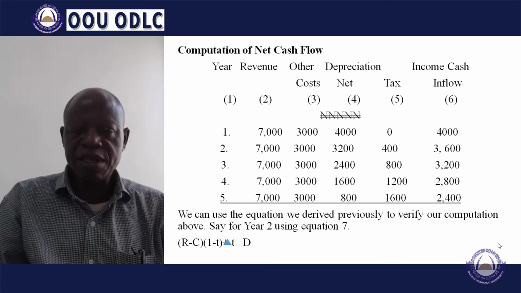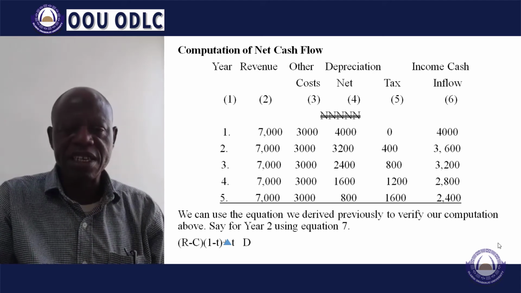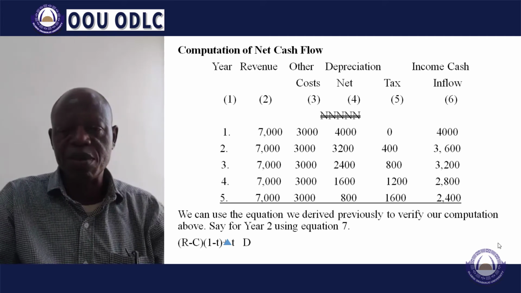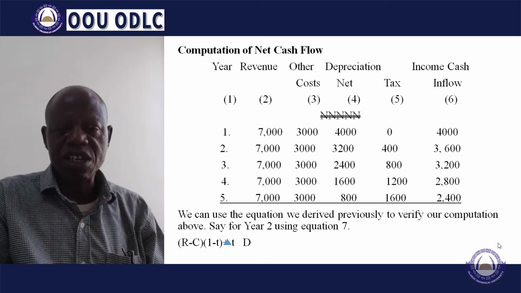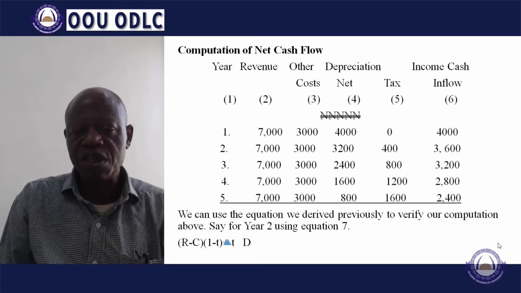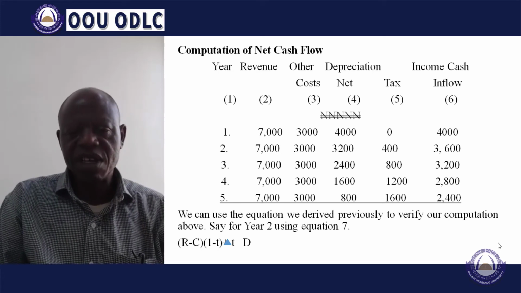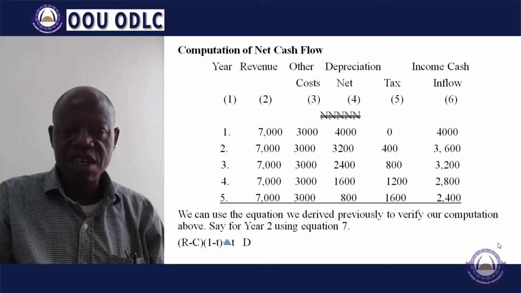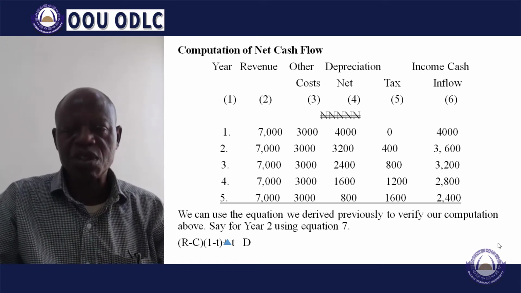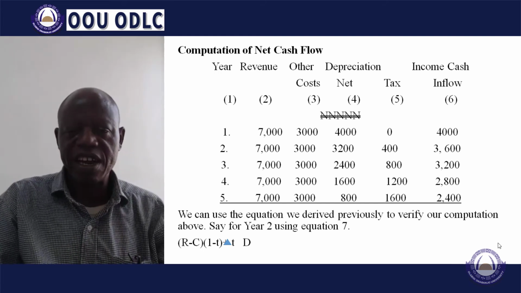For year 4, the same procedure is followed. That is for our 4,000 net income. If you deduct 1,200 tax that is due for payment, we have 2,800 naira. And for the 5th year, we also follow the same method. The net income of 4,000 naira, I think you understand that. 7,000 minus 3,000 gives us 4,000 naira. So the net income of 4,000 naira, if you deduct your tax, 1,600, we have 2,400 naira.